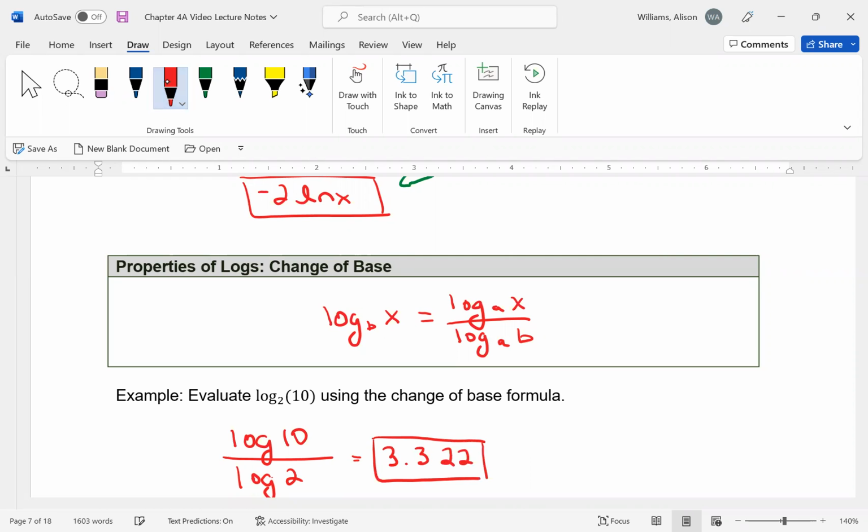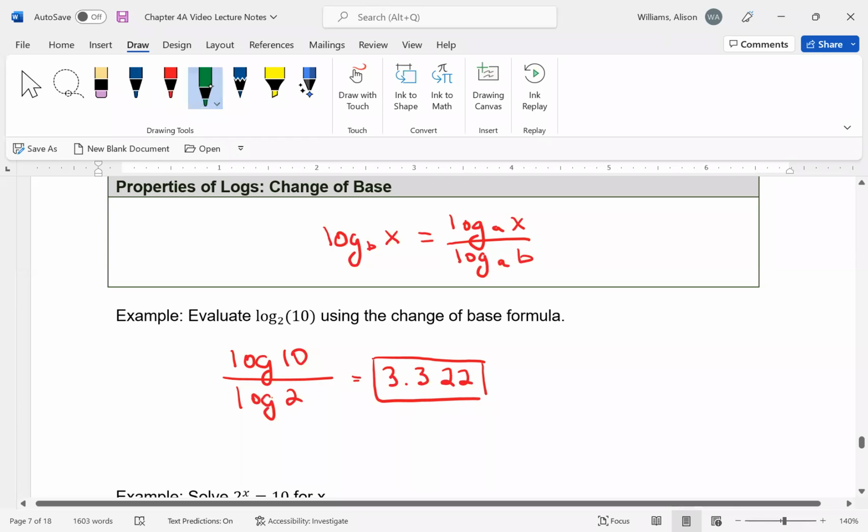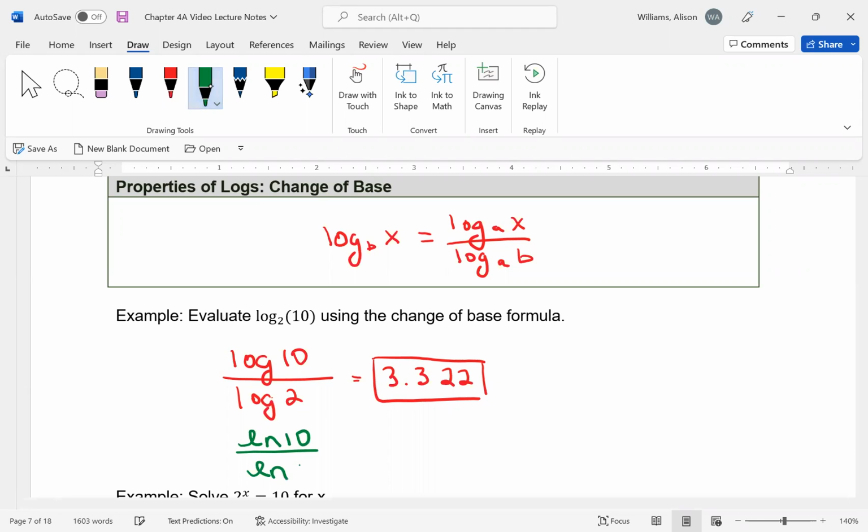Now, I could have used any log I wanted to. I could use the natural log. In fact, take a second and do the natural log of 10 over the natural log of 2. So using log base e instead, and do it on your calculator. Natural log of 10 divided by natural log of 2.